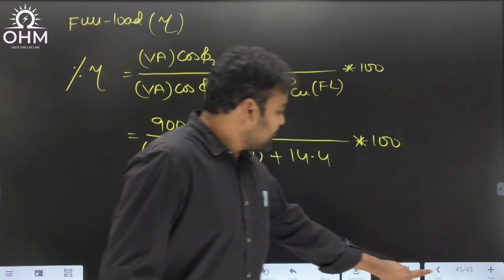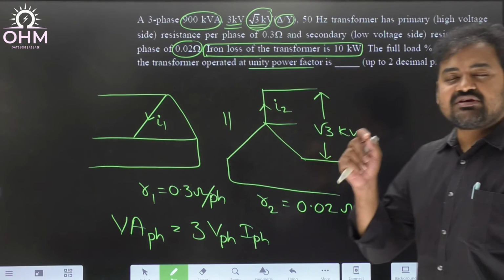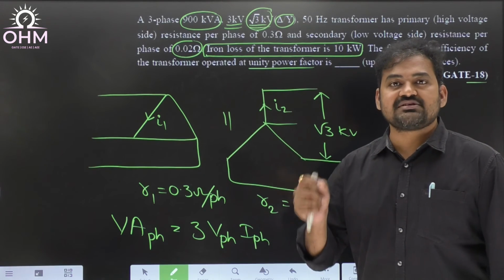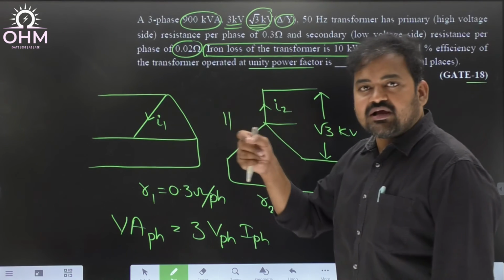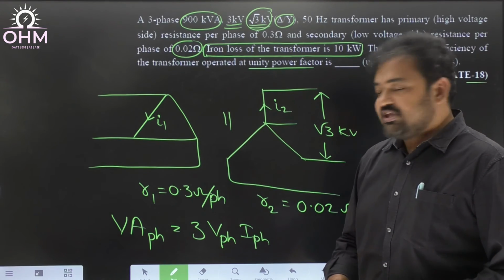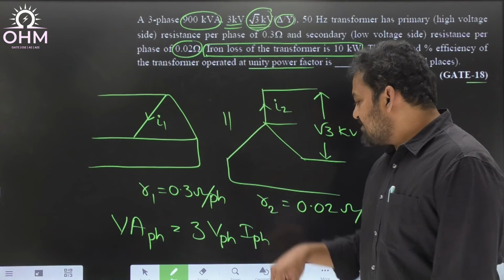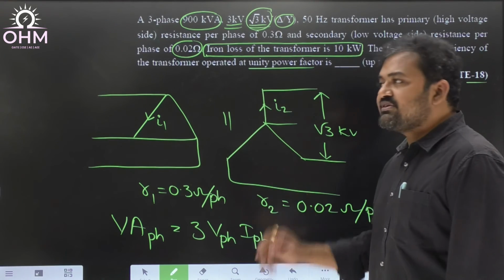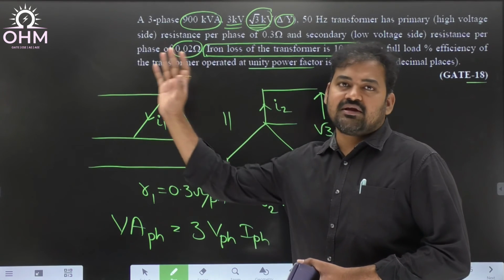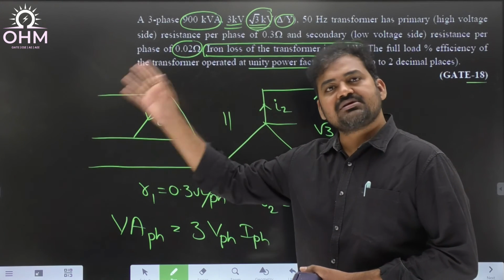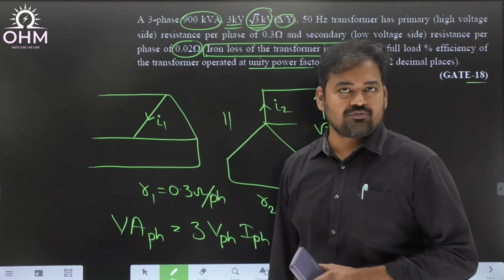So when winding resistance was given, how to solve the problem? See, resistance or reactance, anything is always expressed per phase. As resistance was expressed per phase, you need current also per phase. If you need line current, you can use the √3 VL IL formula, but I need phase current. That's why I'm using the 3 V phase I phase formula. Using this formula, I got the phase current, and I separately calculated primary copper loss and secondary copper loss. Then I get the total copper loss. Then I can solve the problem.